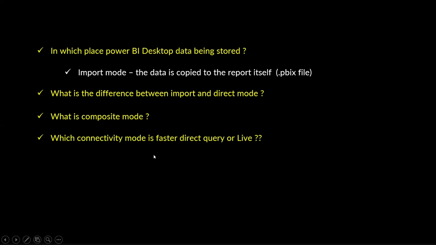So composite mode you understood, and which connectivity mode was faster, direct query or live? When it comes to these two things, the live mode is the winner. Why? Why is live mode the winner? Because the data gets cached in memory. Whereas the direct query has to go and query the source system table. Now, if you ask me, sir, can't I load the SQL Server table data in memory? That is possible. That is called caching.